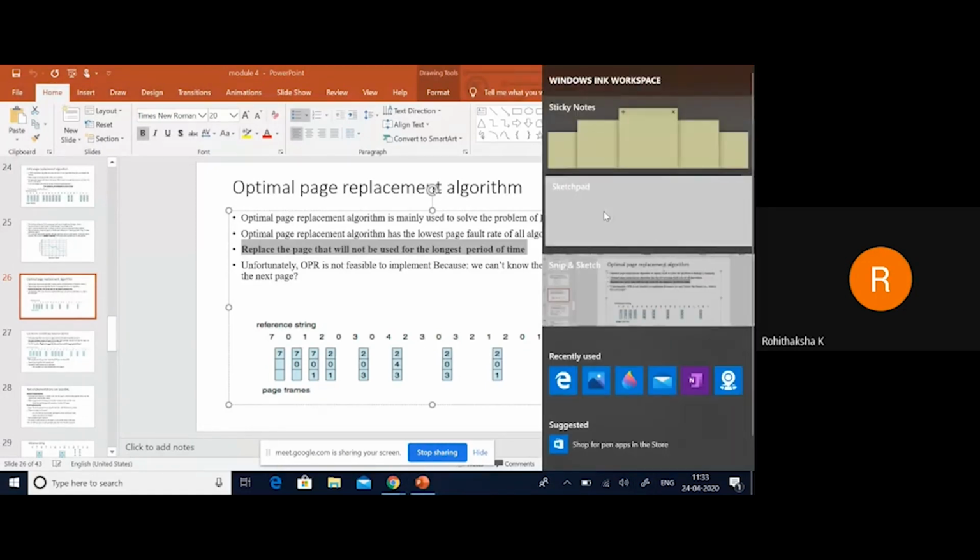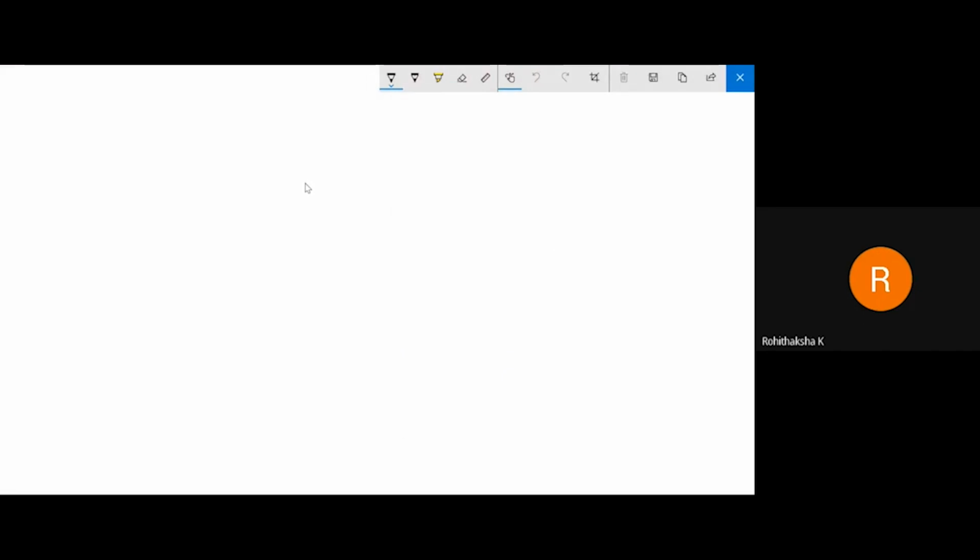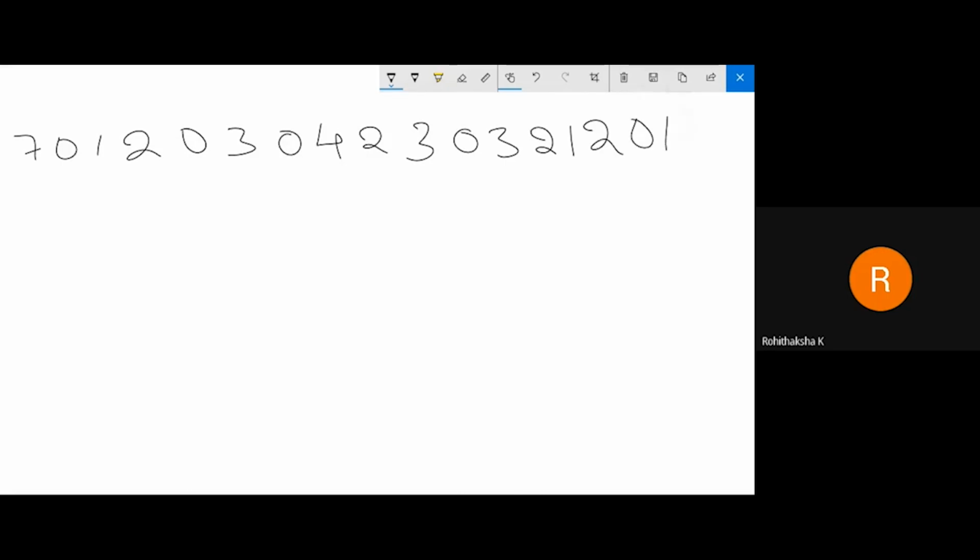I'll just write the reference string, the same old reference string: 7, 0, 1, 2, 0, 3, 0, 4, 2, 3, 0, 3, 2, 1, 2, 0, 1, 7, 0, 1. Okay, so I'll repeat 7, 0, 1.